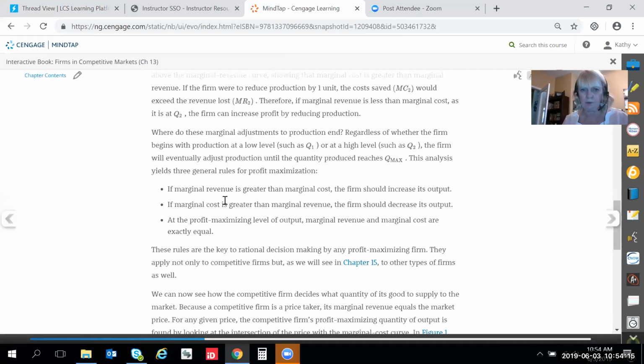Rule 1 says if marginal revenue is greater than marginal cost, produce more. Rule 2 says if marginal cost is greater than marginal revenue, produce less. And then Rule 3, at the profit maximizing level of output, marginal revenue and marginal cost are exactly equal. So that's what you need to know about the profit maximization rules.